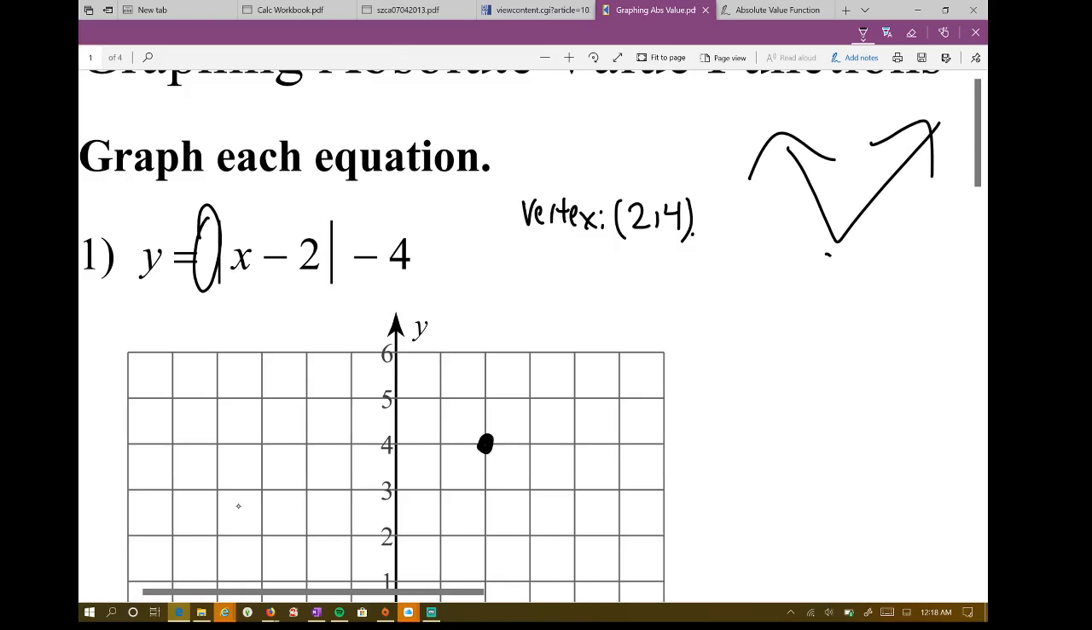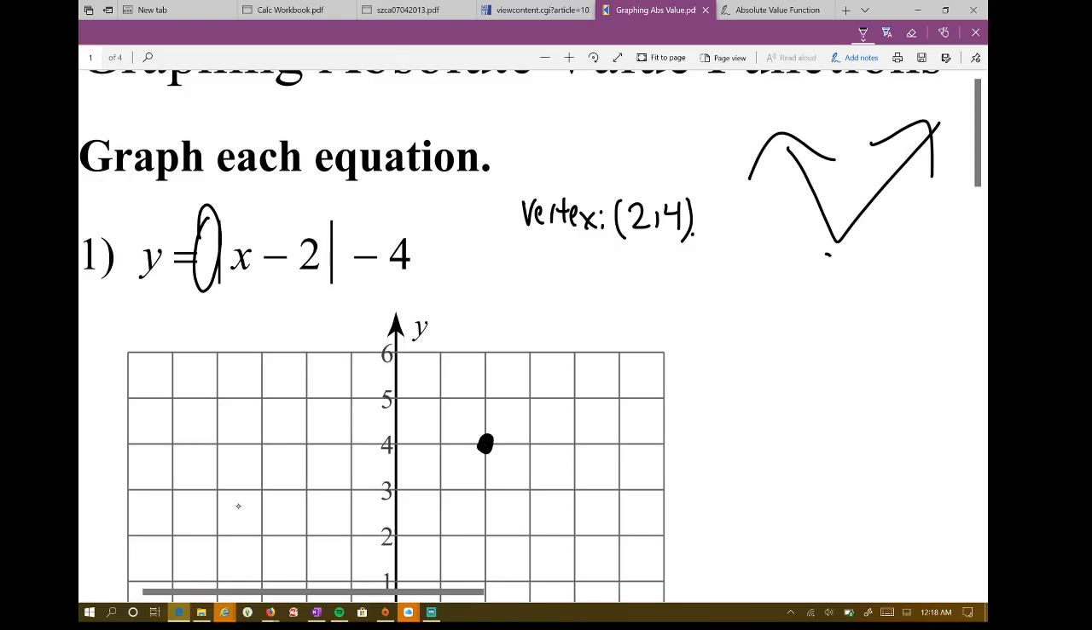If you see the rate of change here, it's going 1, 1, 1, 1. So it's like going up one and left one, up one and left one, up one and left one. So you can go ahead and finish it off like that, and draw the rest of the line here. So that's how you do the first one. And there, you graphed it.